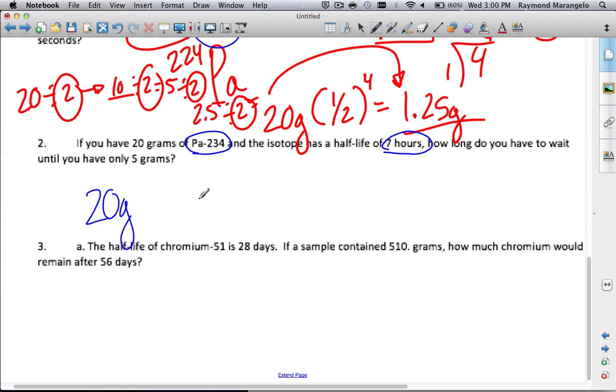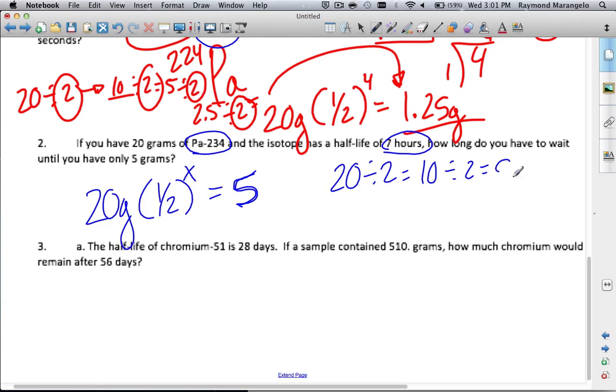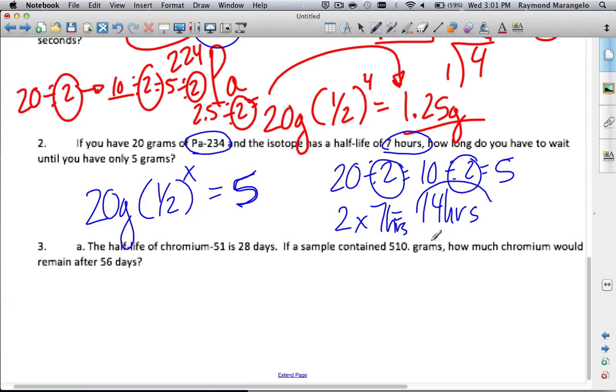All right, well, you got 20 grams times 1/2 raised to the x equals 5. And you can solve for x if you got your fancy calculator, or you can do it the old-fashioned way. You can say 20 divided by 2 is 10, divided by 2 is 5, and you say, wait a minute, that's 2 half-lives, and 2 half-lives times 7 is 14 hours. My units there are 7 hours per half-life, and that's your answer, 14 hours.